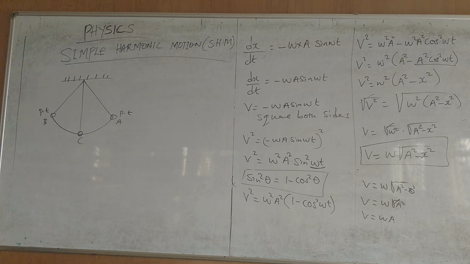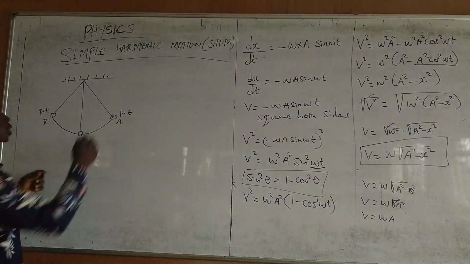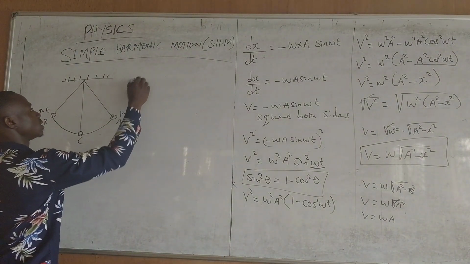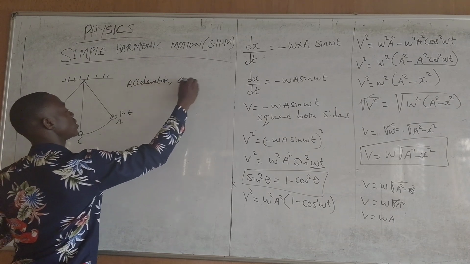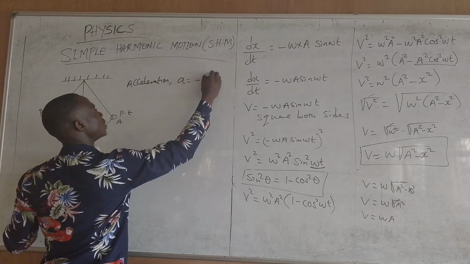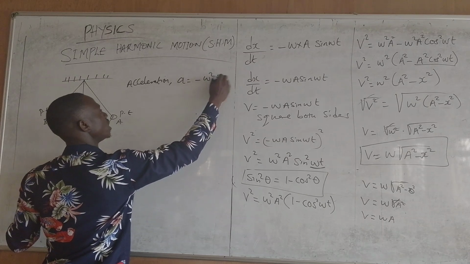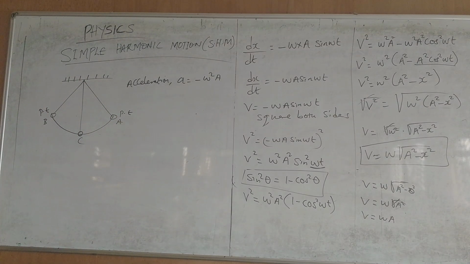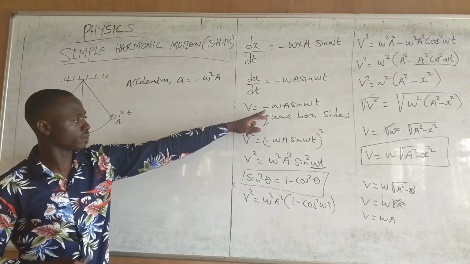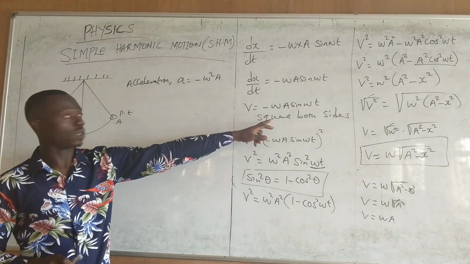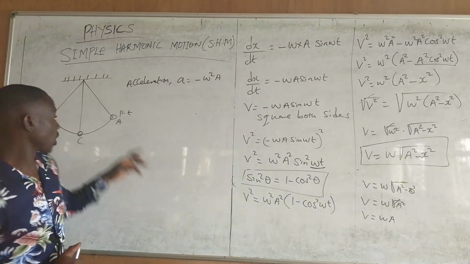I think there was something I even forgot to give to you from this equation. I was also supposed to show you that linear acceleration a equals minus omega square x, or omega square A. I was supposed to show you that acceleration equals minus omega square x. I think we can continue that from here. Can we? Yeah, let's continue from here, because we are going to need it.